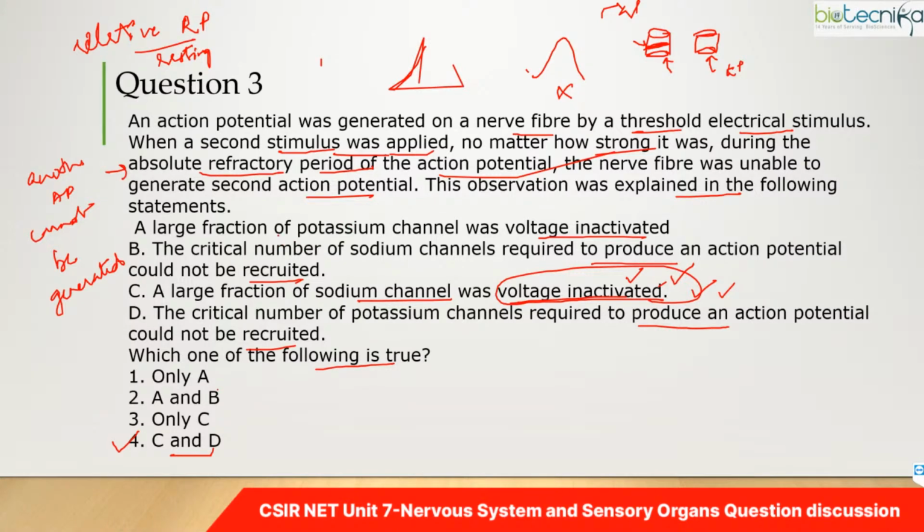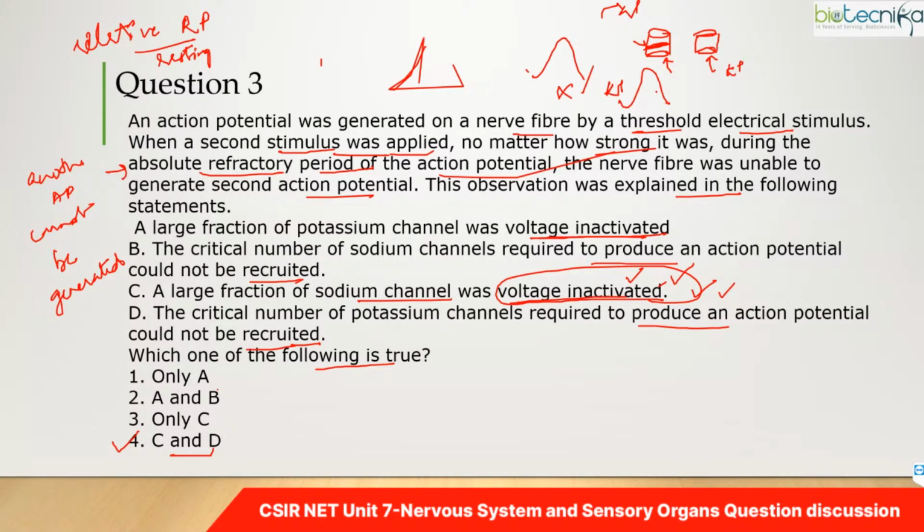Now, A says a large fraction of potassium channels was voltage inactivated. The first thing is that the sodium has to return back to its resting state, so C is correct. And the potassium channels also have to close, right? That critical number of potassium channels required to produce an action potential has not yet been reached. So potassium channels have to close, and only then will another action potential be generated.